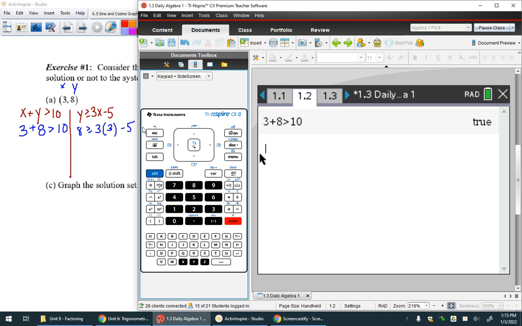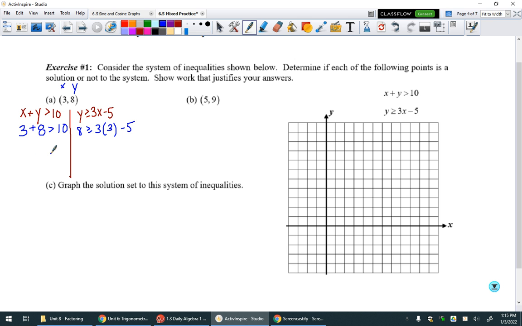Good. Now I'm going to do the one on the right. Same idea. So 3 parentheses 3 minus 5. And that one is also true. So is the point 3 comma 8, is that a solution? Yes. What would be an example of where it would not work? What would I see on my page if it was not a solution? I would see false. Yeah, good. So 3 comma 8 is a solution.